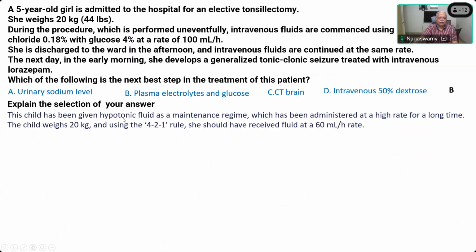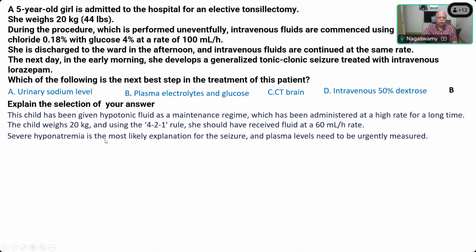This child has been given hypotonic fluid as a maintenance regime. It has been administered at a high rate for a long time. The child weighing 20 kg, using the 4-to-1 rule, should have received only 60 ml per hour, but she has received 100 ml. Severe hyponatremia is the most likely explanation for the seizure. Plasma levels need to be urgently measured.